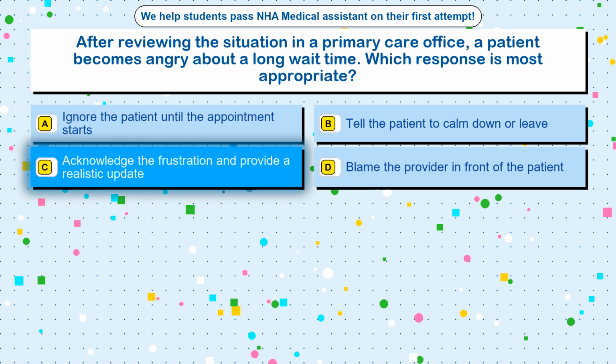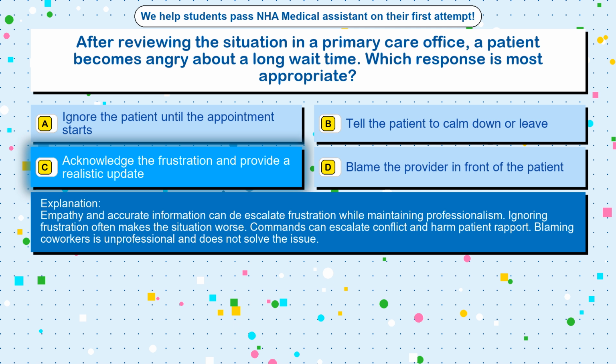Acknowledge the frustration and provide a realistic update. Empathy and accurate information can de-escalate frustration while maintaining professionalism. Ignoring frustration often makes the situation worse. Commands can escalate conflict and harm patient rapport. Blaming coworkers is unprofessional and does not solve the issue.